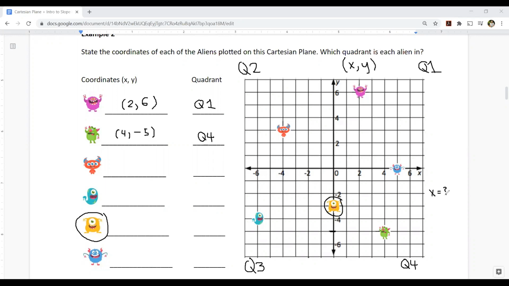And this one could be a little tricky. So, our yellow alien, or our Mike Wazowski imposter, is right over here. What do you think the x-coordinate for the yellow alien is? Well, if we follow along the x-axis, we see that it is right in the middle, and it's actually located exactly on the axis. This means that it has an x-coordinate of 0.